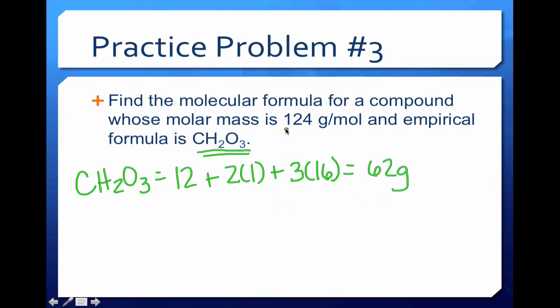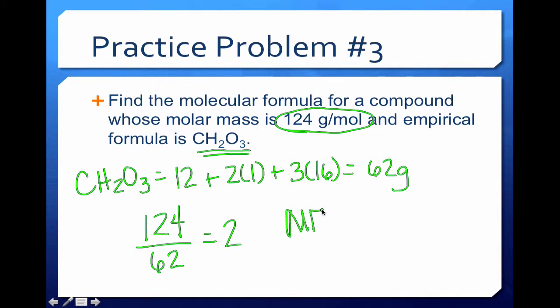What you're going to do then is you look back into the problem for the molar mass, and my molar mass is 124. What you're given in the problem always goes on top. So the 124 is going to go on top. We need to divide it by the empirical formula's mass. And when I divide those, I get an answer of 2. That means that my molecular formula is 2 times bigger than my empirical formula. So I take this 2 and I distribute it to each of the subscripts that are in the empirical formula.